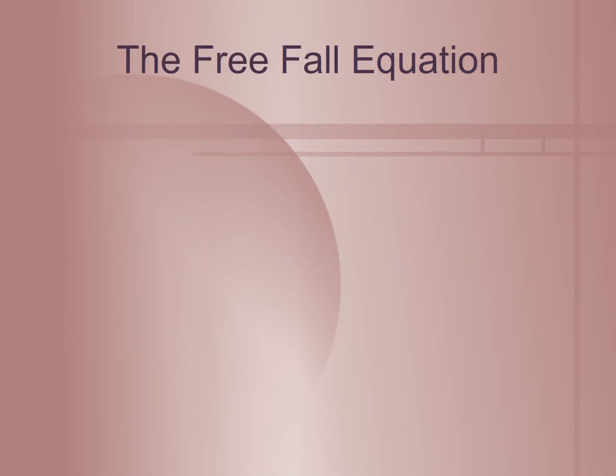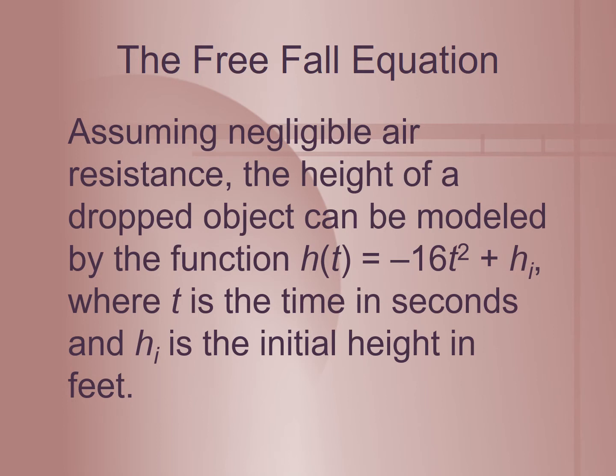Okay, so one way that we're going to use this in real life is if we have a free fall equation. And so that's when we have an object that is at a certain height, and the height of that dropped object can be modeled by the function h of t equals negative 16t squared plus h i. T is going to be the time in seconds, and h i is the initial height in feet. So the amount of feet that it drops, and this is the function for that.